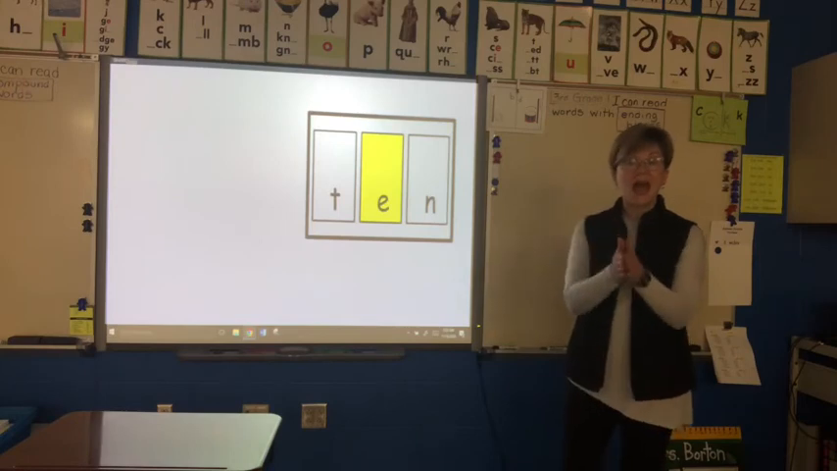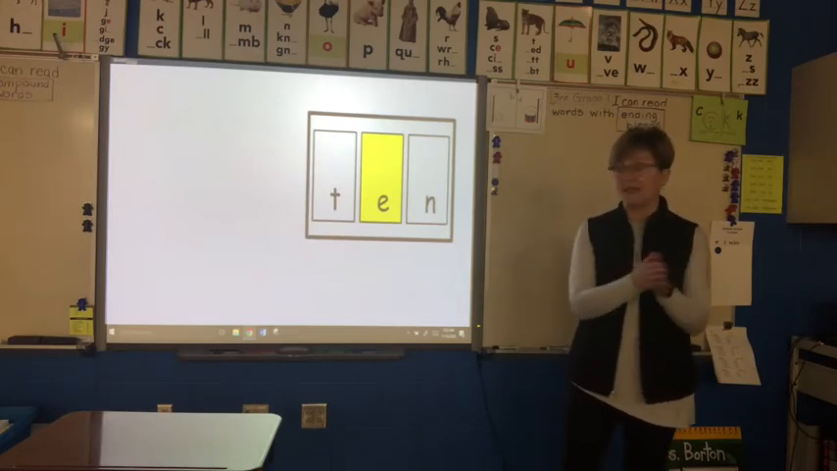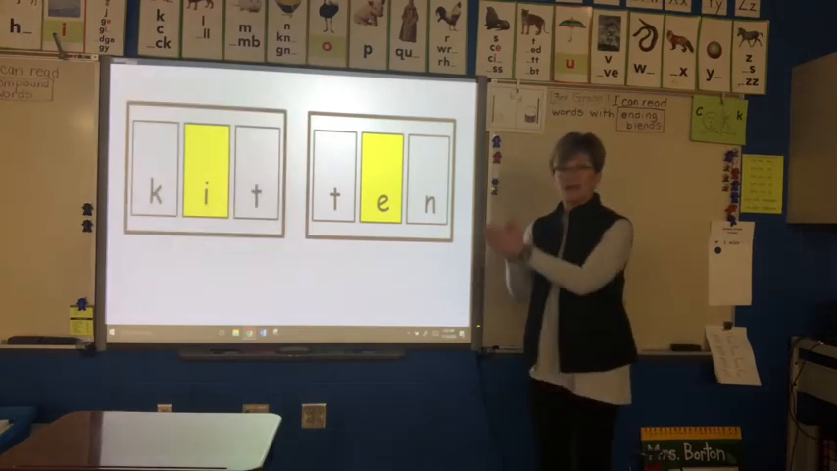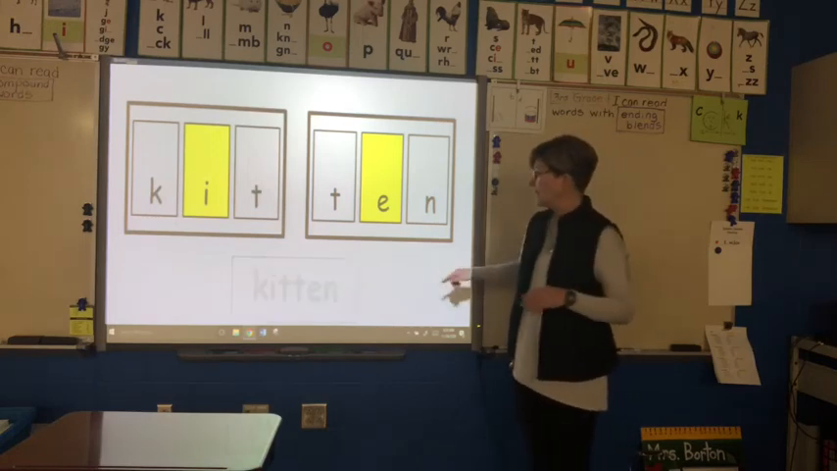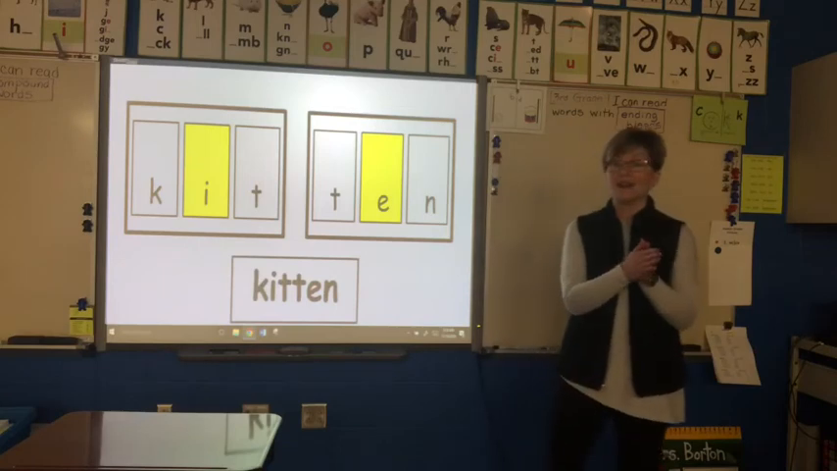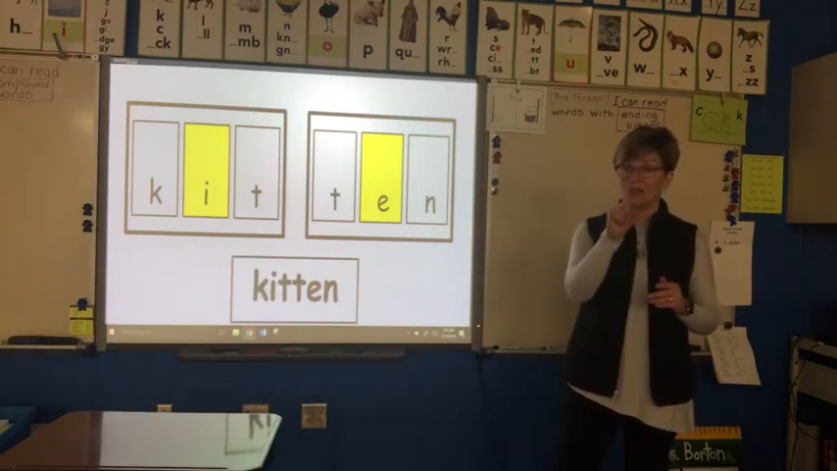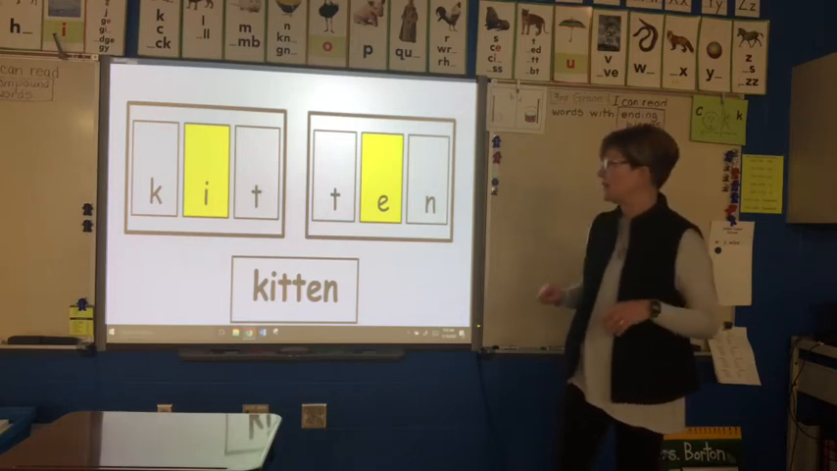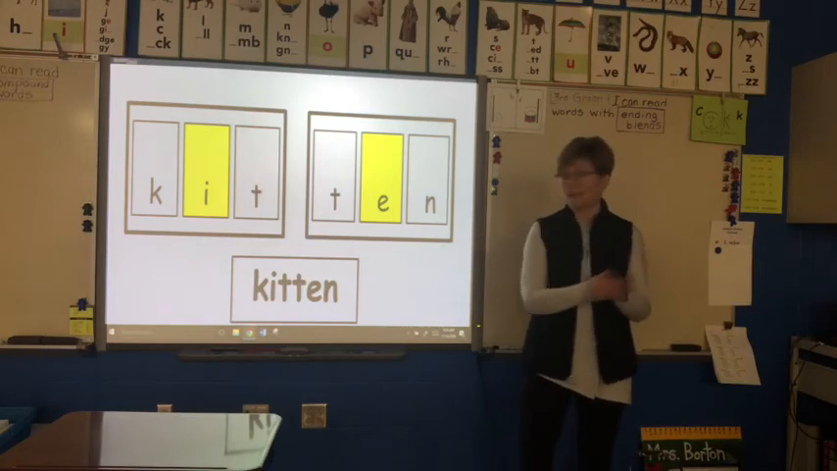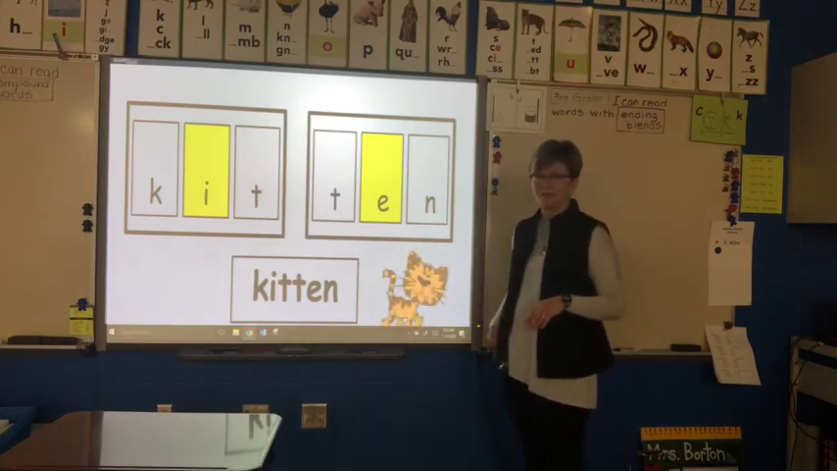T, e, n, ten. If I put that together, I have kit, ten, kitten, kitten. Did you hear that T? Instead of making two sounds, it makes the T sound one time because that Sammy rule kind of takes over right in the middle of that word. Kitten. And there's the kitten.